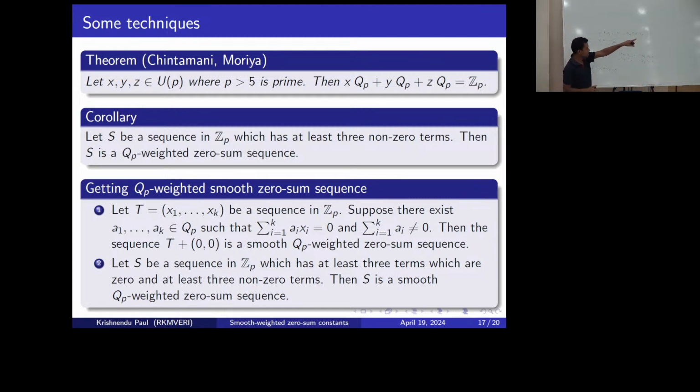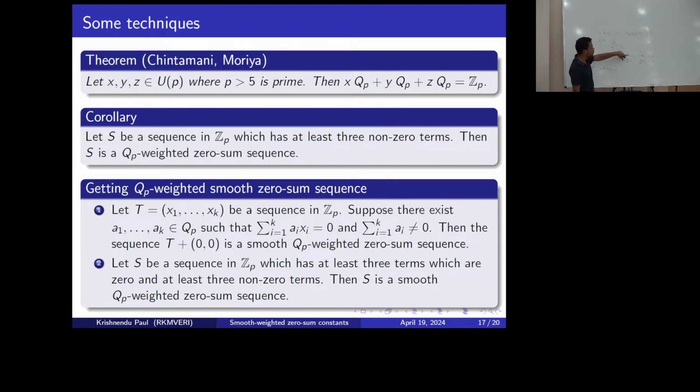So as the ai are there: B1 a1, B1 a2, ..., B1 ak. So these weights are also in QP, as B1 is in QP and the ai are also in QP. So all weights are in QP, and if we take the weighted sum, then it will be 0, as B1 will be common.